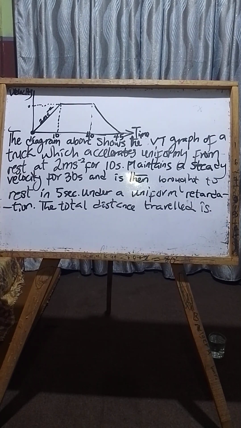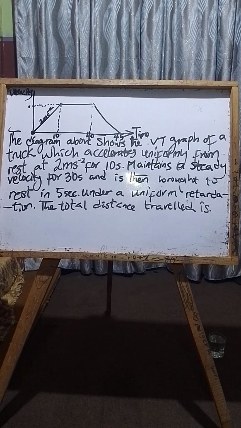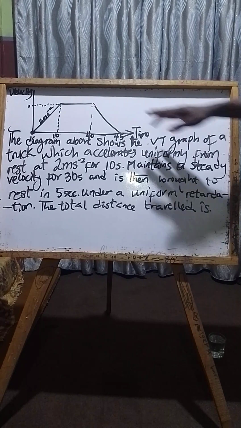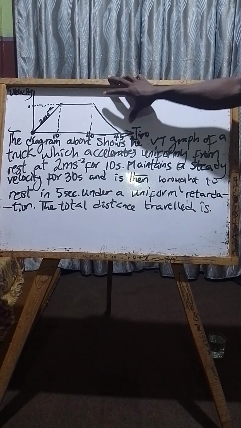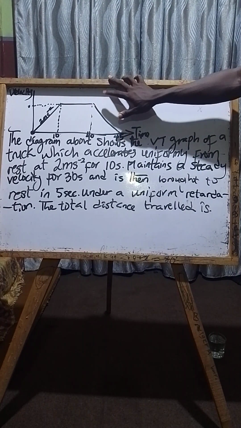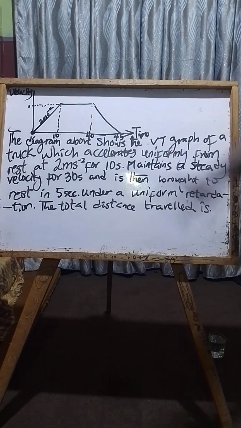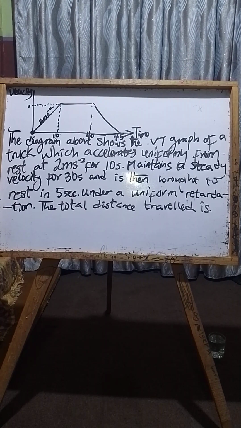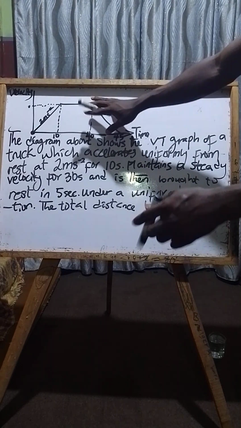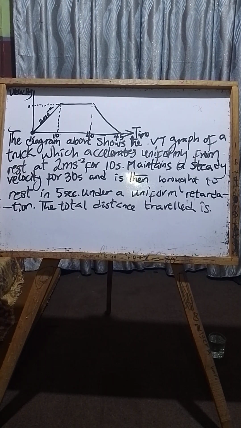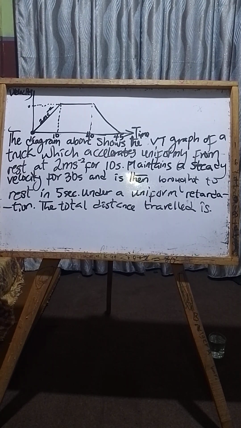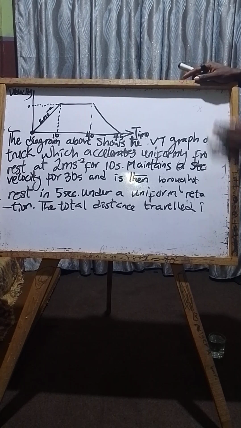So the question they are asking us now is the total distance traveled. Now when you have a VT graph like this that is so straightforward, all you need to find is the total distance traveled. To find the total distance traveled, you need to calculate the area of the graph. You understand the point now? The area of the graph. And how do you find the area of this graph? Okay, since you have seen the question, I'm taking it out.